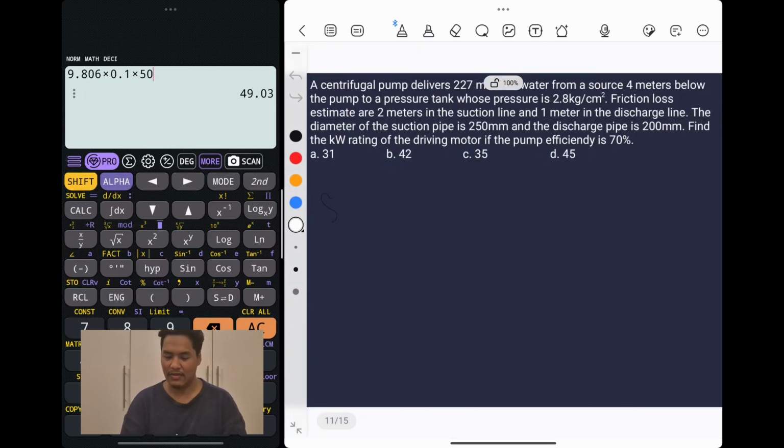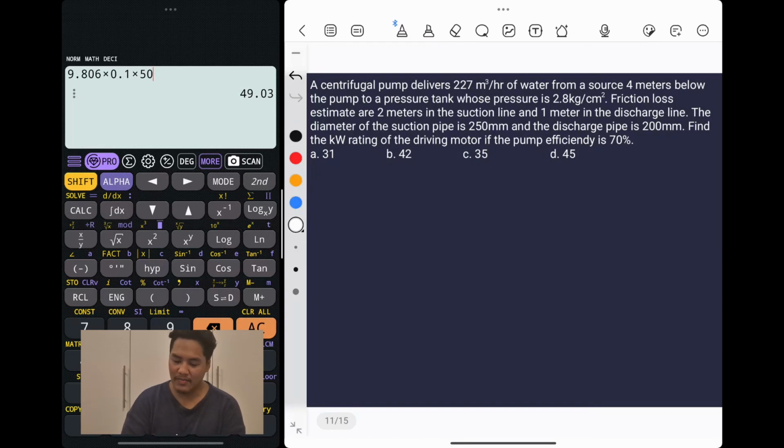Direct substitution lang. And for number 2, ito medyo mahaba, kasi ito, gagamit na tayo ng formula ng TDH. Basahin natin ang problem. A centrifugal pump delivers 227 cubic meter per hour of water from a source 4 meters below the pump to a pressure tank whose pressure is 2.8 kg per centimeter squared. Friction loss estimates are 2 meters in the suction line and 1 meter at the discharge line. The diameter of the suction line is 250 mm and at the discharge is 200 mm. Find the kilowatt rating of the driving motor of the pump, which has an efficiency of 70%.